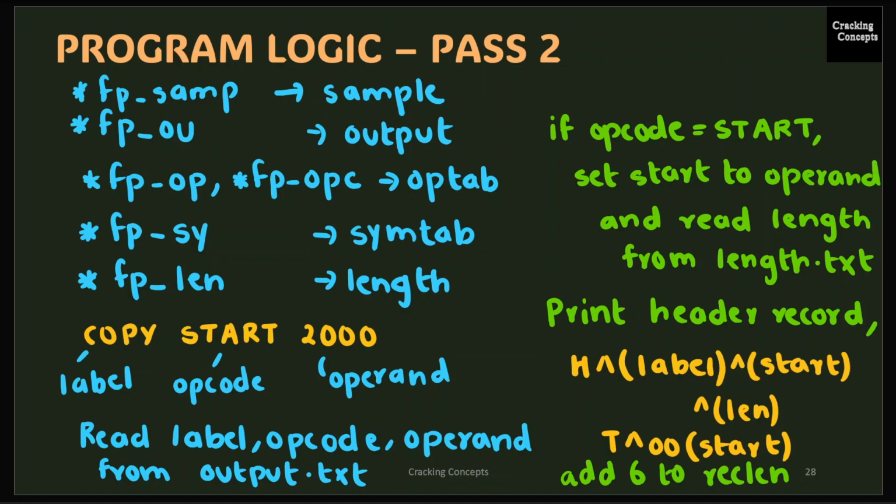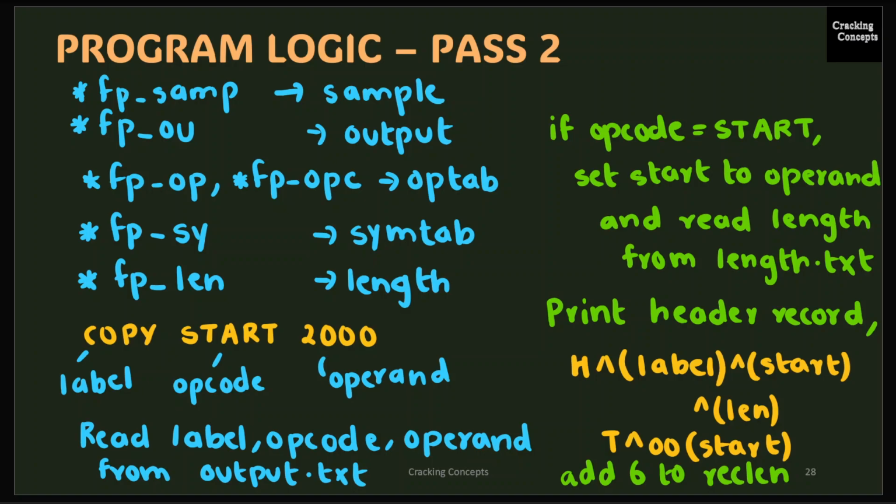But since I can get the length only after processing the object code, what I do is, all the object codes generated, I'll take it and store it in a file called sample. So when I print the final output, I'll print the length first, then I'll read the content I stored in the sample file and print it after that. That is why this file is present here. Then we have the intermediate or output file, optab, symtab and length file. As in the previous case, the first statement will contain the starting address, so that is read in, and the same line is written as such into the final output file.